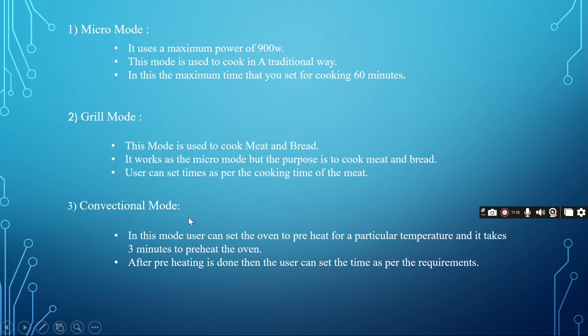And the next, third mode is convection mode. In this mode, the user can set the oven to preheat to a particular temperature, and it takes 3 minutes to preheat the oven. After preheating is done, the user can set the time as per the requirement.